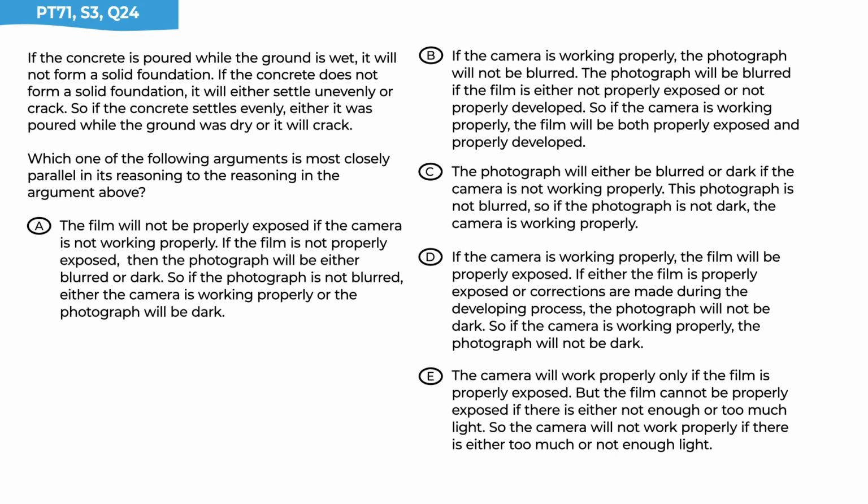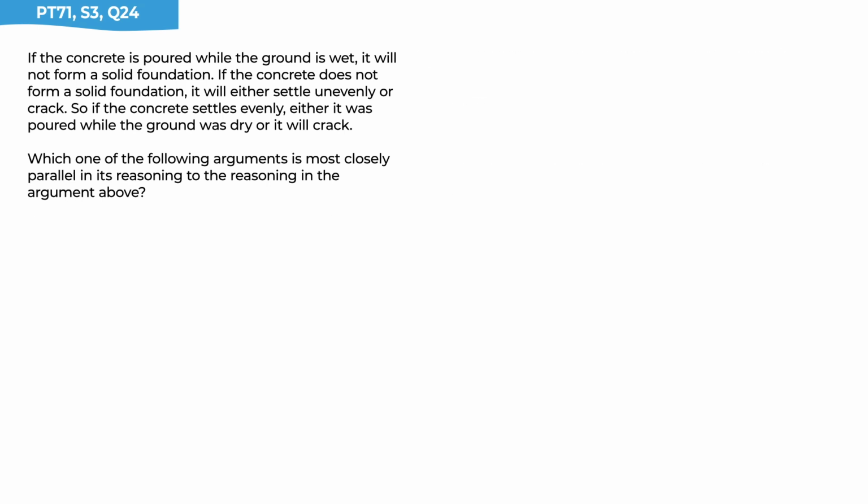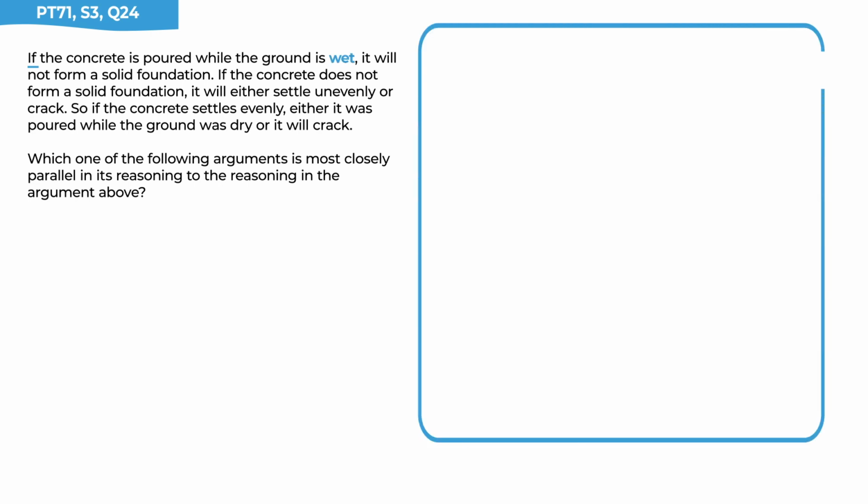Let's role play how we would break down this argument. We're expecting conditional logic most of the time, and we see it right out of the gate with the word if. We know anytime we see if, the idea that's going with it is a sufficient condition. It goes on the left-hand side. So we would want to write a rule that says, if the ground is wet, then it won't be solid.